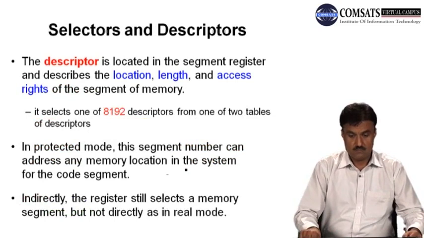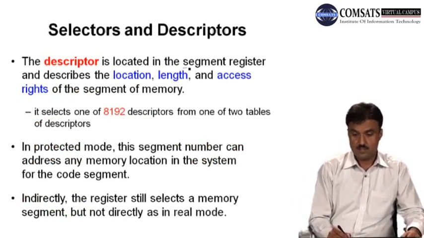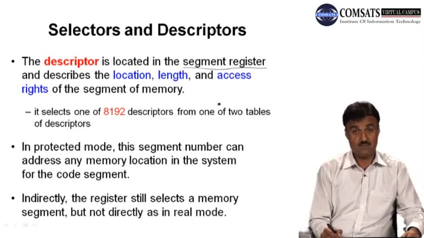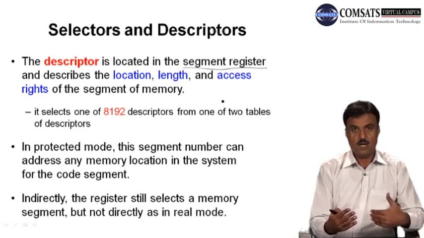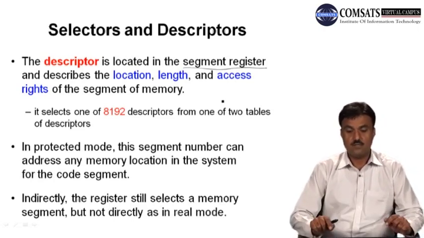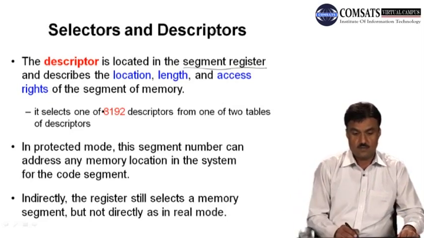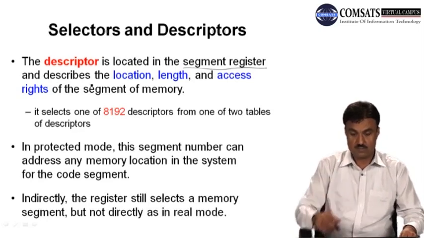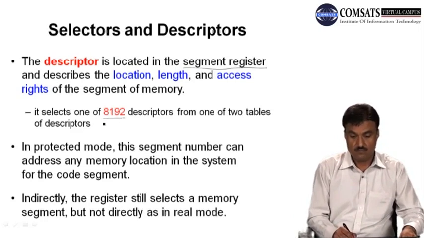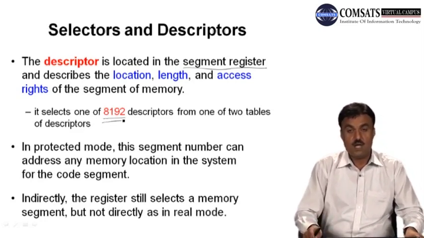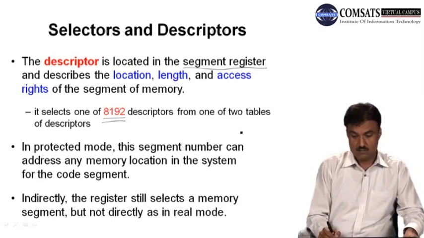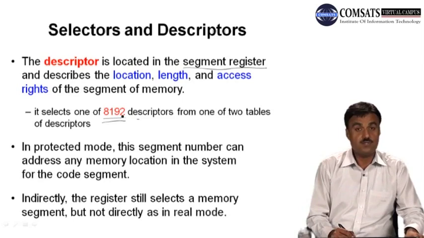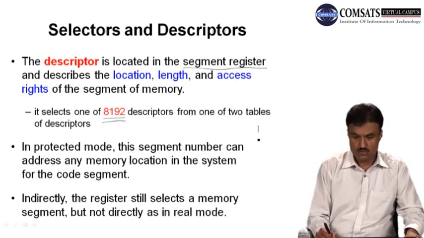What are selectors and what are descriptors? The selector is located inside the segment register. Now we have a 16-bit segment register, code segment, data segment, whatever the segment registers are, they have one portion which holds the selector, and the descriptor describes location, length, and access rights, as we saw in the previous slide. It selects one of 8,192 descriptors. So it's possible to have multiple like this. There can be 1, 2, 3 up to 8,192 descriptors in one of the two descriptor tables.